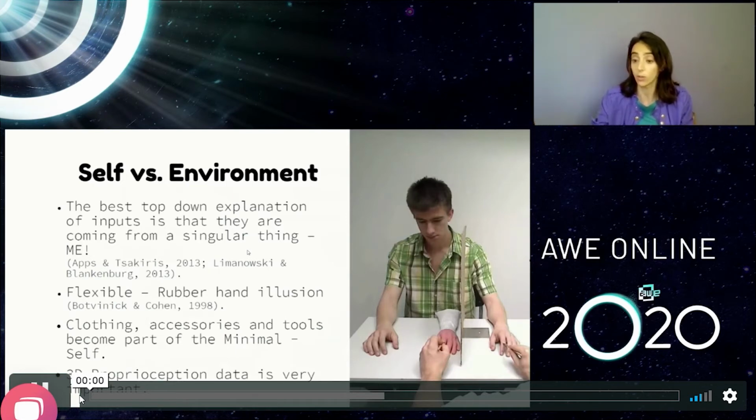If any of you know the rubber hand experiment, if I take a rubber hand and touch it at the same time that you're seeing your own hand being touched and feeling your own hand being touched, your brain starts modeling that rubber hand as your hand.